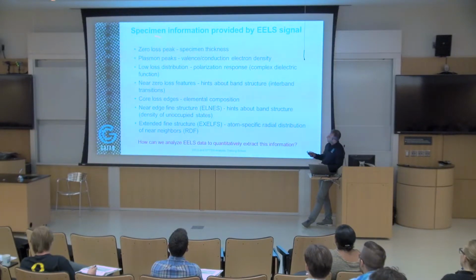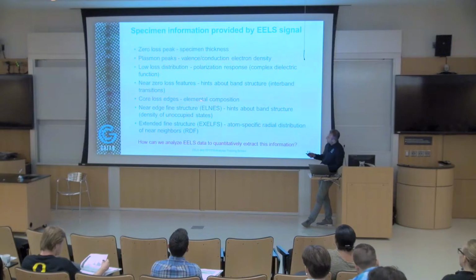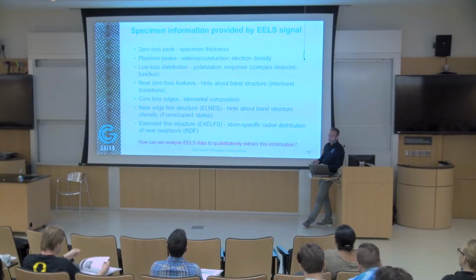Plasmon peaks are important if you want information on electron density, low loss distribution, polarization response, complex dielectric function. Near zero loss features give us information on band structure, like interband transitions. I'm going to show you one example for that. Core loss edges are important for elemental composition. Also in this region, we have something called the near edge fine structure, which gives you information about the band structure, density of unoccupied states. This is very important for chemical analysis. You can also get magnetic information, quite a lot of information from your sample.